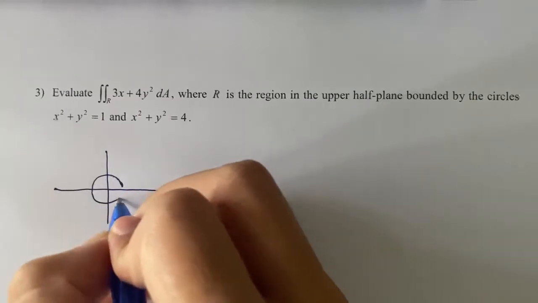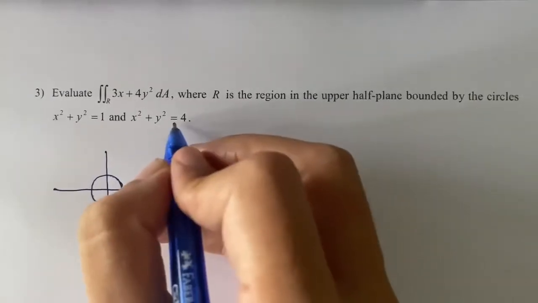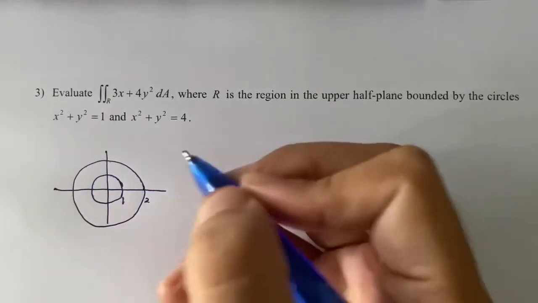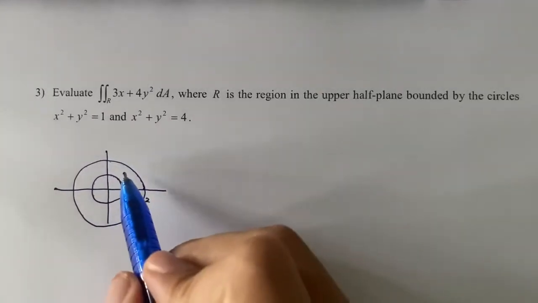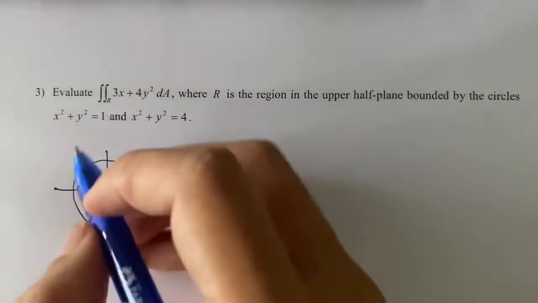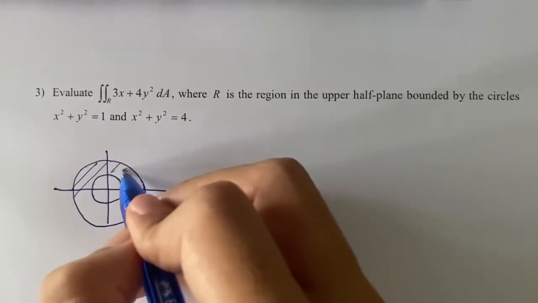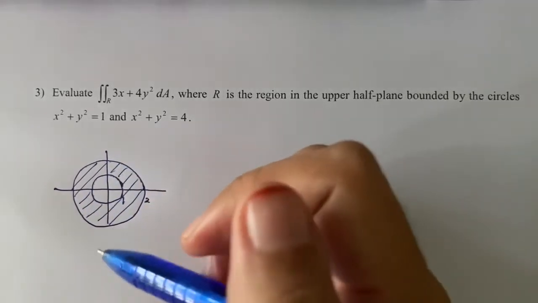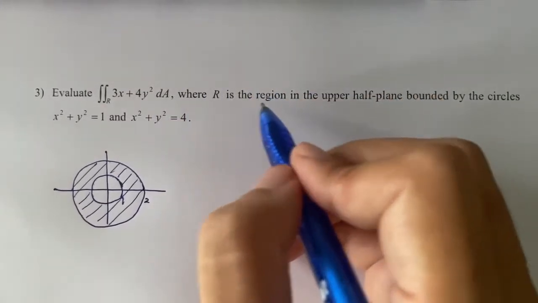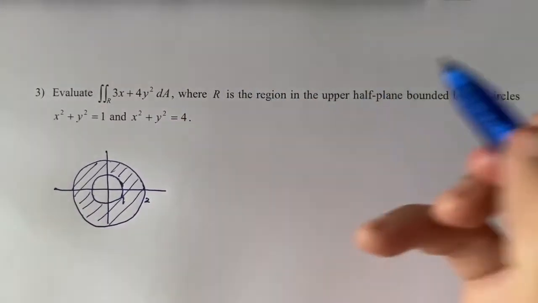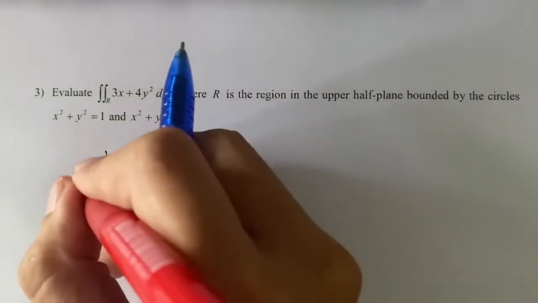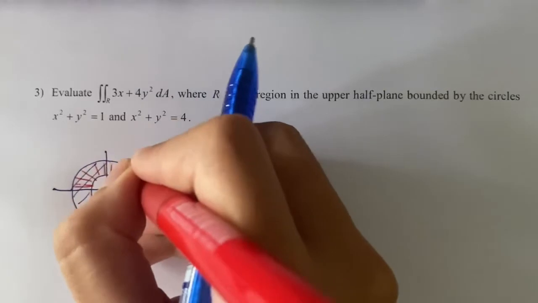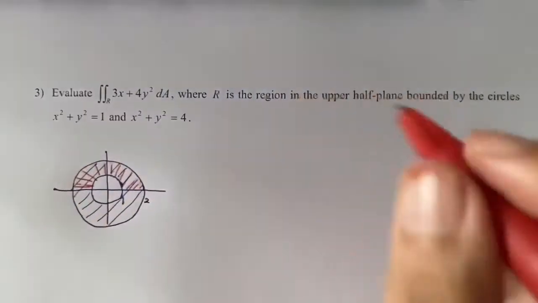The first one is a circle with radius 1. And the second one, you have a circle with radius 2. So basically, this is the region, bounded by this. So you have this. Okay, so this is the region. Closed region. Okay, and then it mentioned here, R is the region in the upper half plane. So upper half plane means you need to consider just this region, not the whole plane.